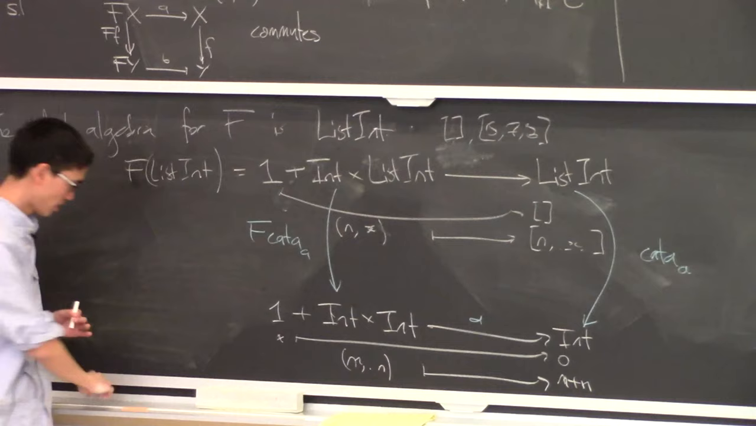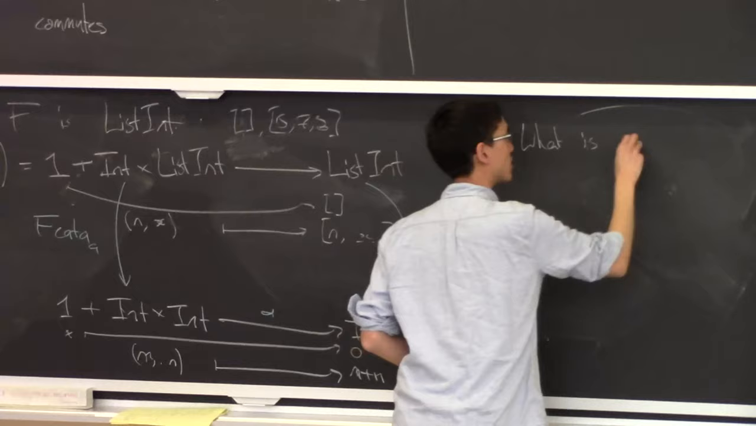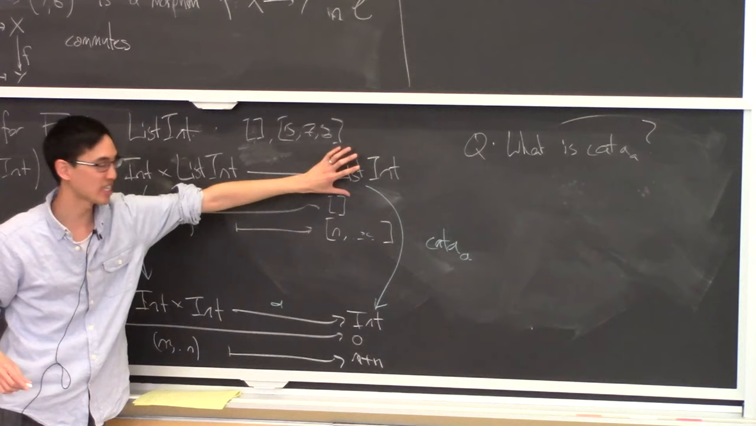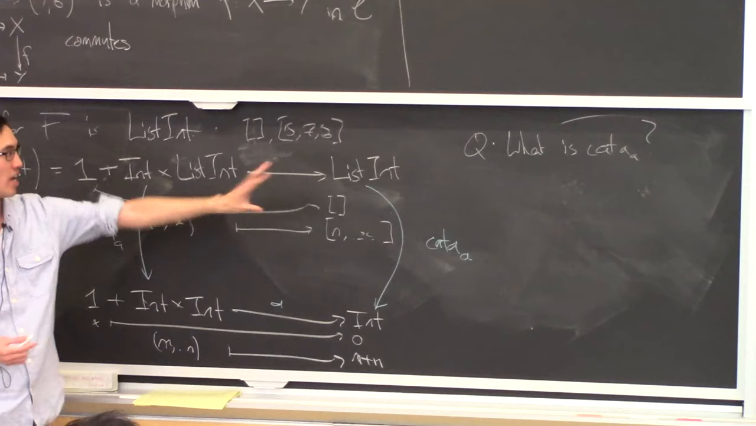So a question to ponder for next time is: what is kata A in this particular case? We've specified this map here, and we get for free this morphism that takes a list of integers and returns an integer. It turns out that this is a powerful way of specifying morphisms, and we'll find out which morphism we constructed next time.